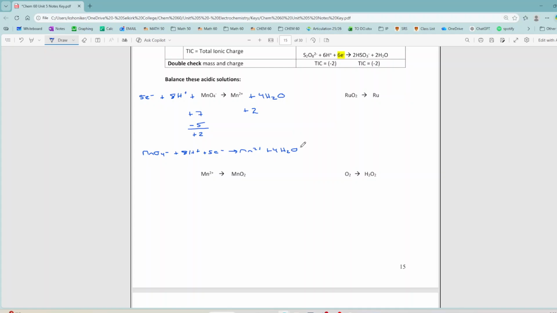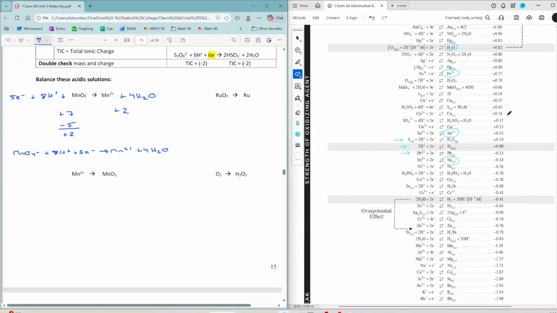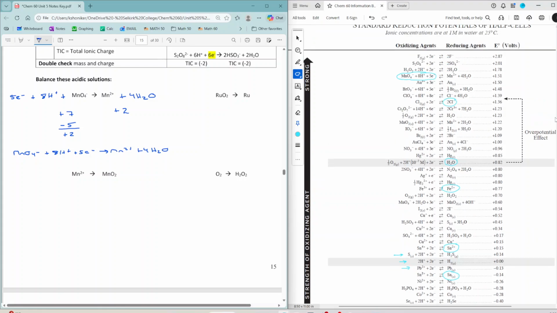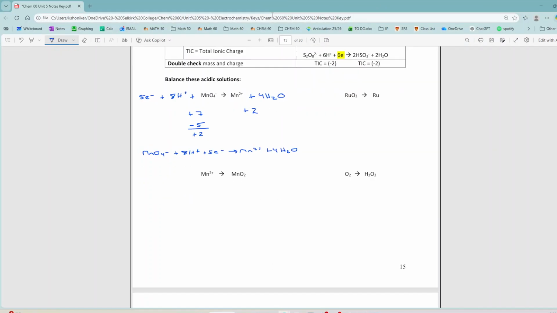And the nice thing about this is I think this is one of my reactions. There it is. I already have it circled. MnO4 minus plus 8 hydrogens plus 5 electrons forms Mn2 plus and 4 waters. So sometimes they ask you to do one that's already on the table, but we can now do it from scratch. All right, what about this next one?